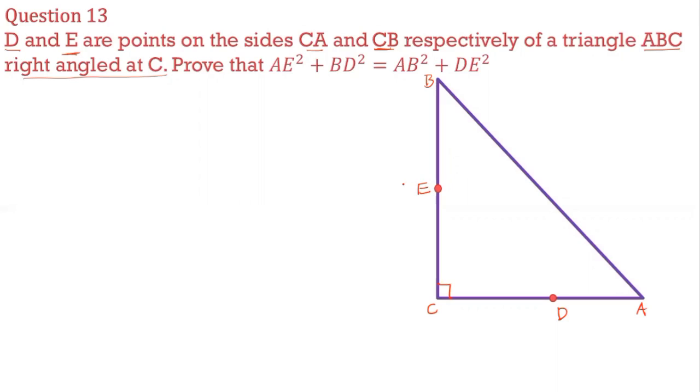Now we have to prove that AE square plus BD square is equal to AB square plus DE square. To get AE square, join AE. Then BD square we want, so join BD. Then we want AB square to prove. So it is already there. Side AB is there. Now we want DE square, so join DE. Now let us prove AE square plus BD square is equal to AB square plus DE square.